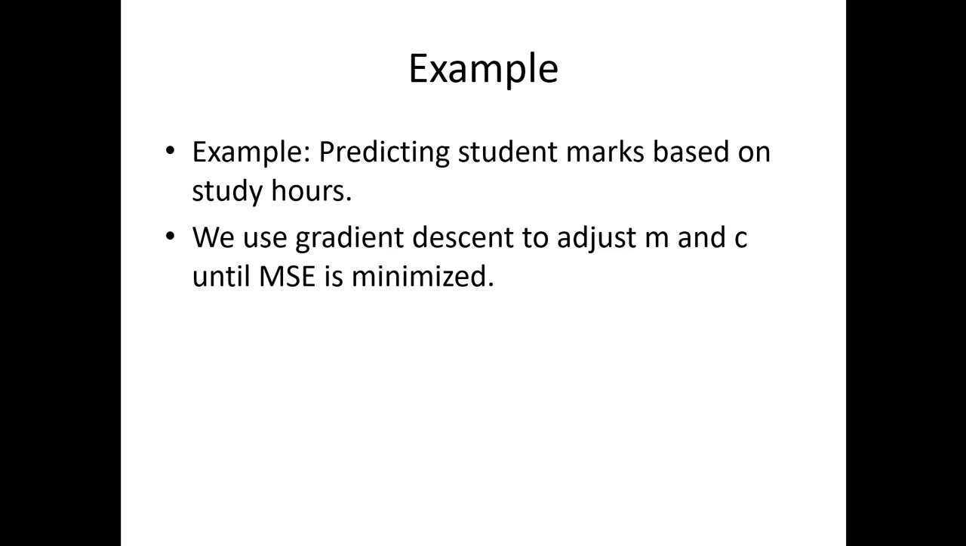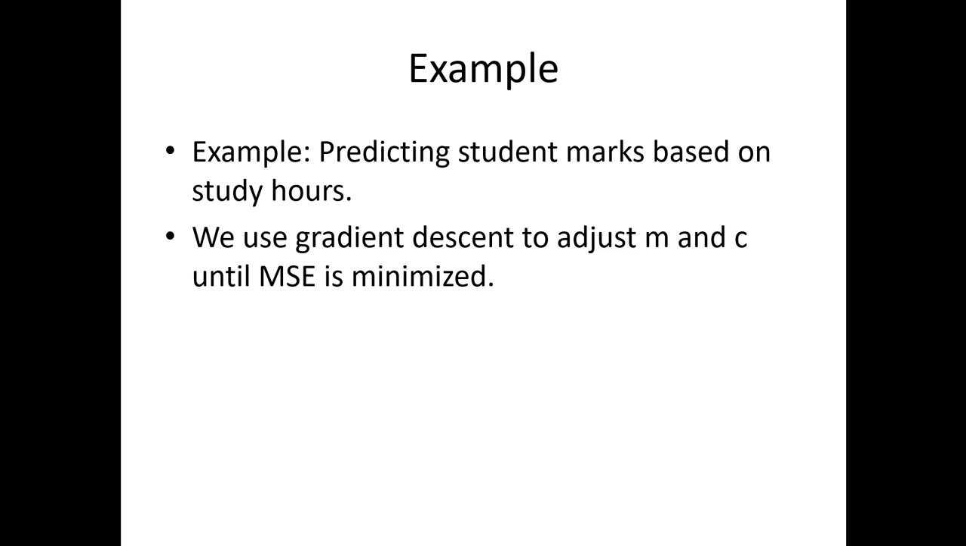Example. Let's take a simple numerical example. Suppose we have the following data. Hours studied are 2, 4, 6 and 8. Marks scored are 40, 50, 60 and 80. Initially, we assume some random values for m and c, say m equal to 0.5 and c equal to 10.